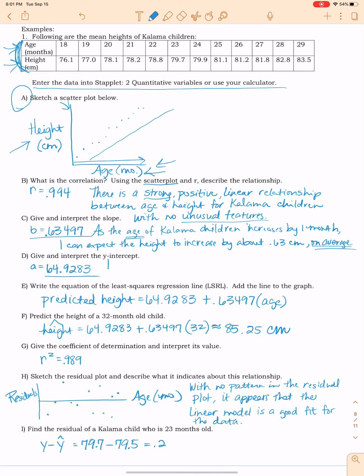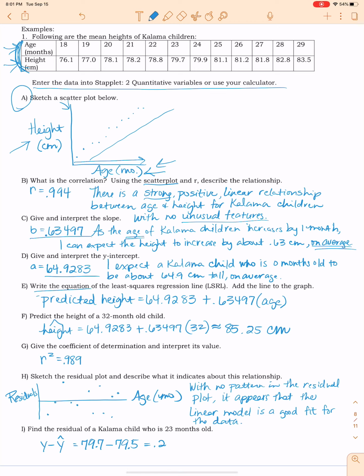So the way I would interpret that is I expect a Kalama child who is 0 months old to be about 64.9 centimeters tall. Guess what? On average. Neato.